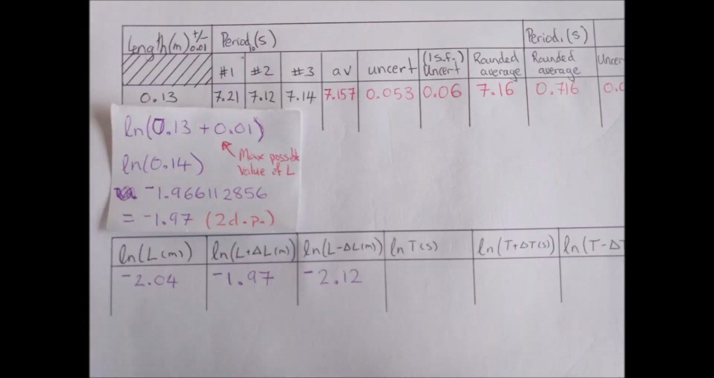The next step is to do the same, but for the minimum value. So this time I've minused off the 0.01 to get 0.12. And the log of 0.12 has given me negative 2.12. Interestingly, the log of any number between 0 and 1 is negative, and the log of any number above 1 is positive.